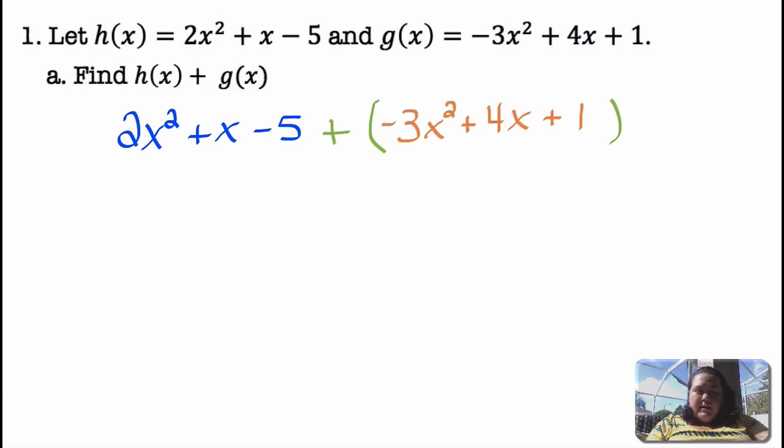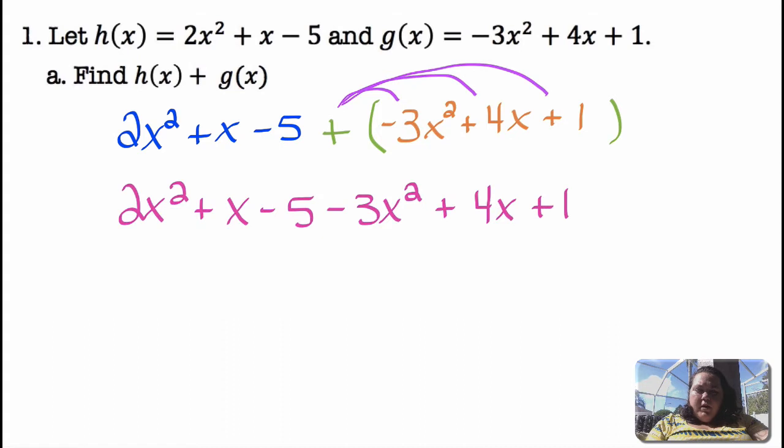Okay, so I put it in parentheses so that I can make sure I distribute that addition sign. Well, when you distribute the addition sign, it's not going to change anything. So then I'm just going to rewrite it all as one big piece. So it's 2x squared plus x minus 5 minus 3x squared plus 4x plus 1. And I'm going to combine all my like terms. So all my x squared pieces with x squared pieces, x pieces with x pieces, and constants with constants.